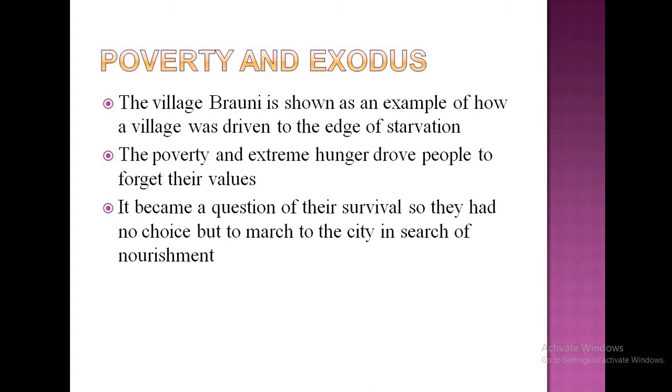So the village Baruni is shown as an example of how a village was driven to the edge of starvation. The poverty and extreme hunger drove people to forget their values.